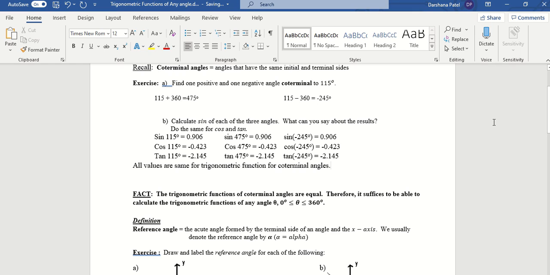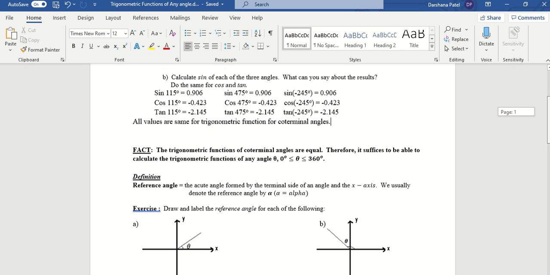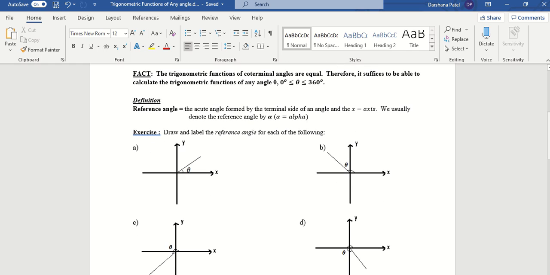Now the fact is that the trigonometric functions of coterminal angles are equal, as we talked about. Therefore, it is sufficient to be able to calculate the trigonometric functions of any angle between 0 degrees and 360 degrees, one complete circle. After that, we just keep adding 360 to that same angle and we'll still get the same trigonometric ratio. Now let's define something called reference angle.